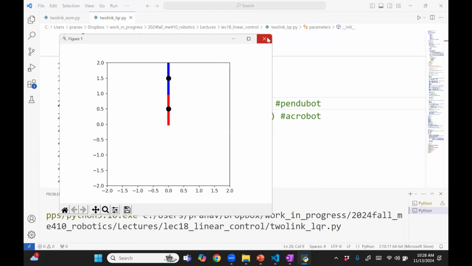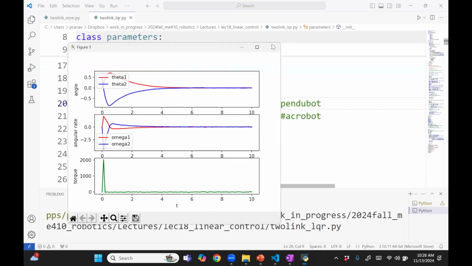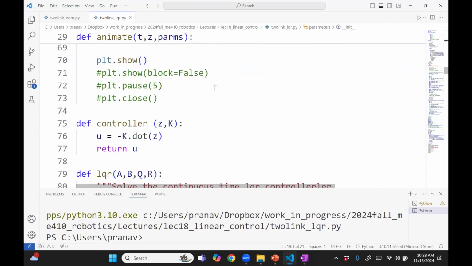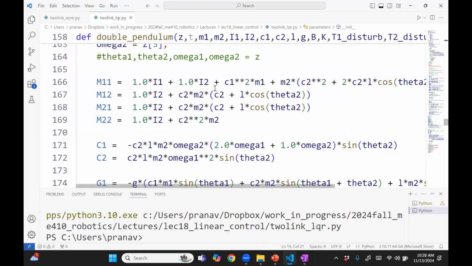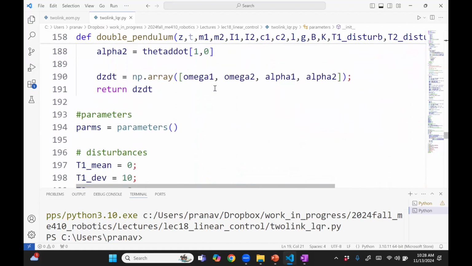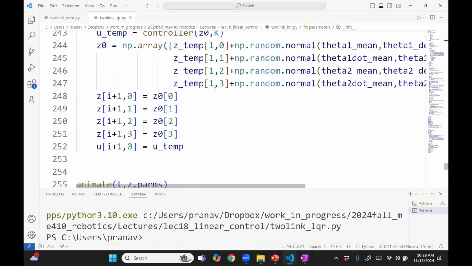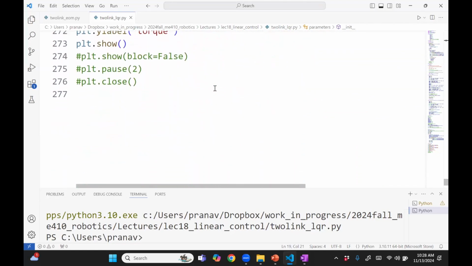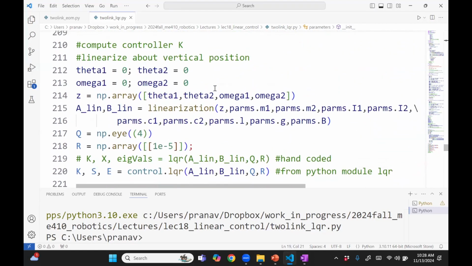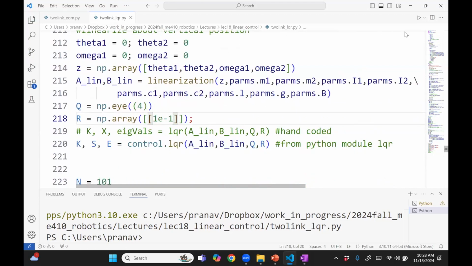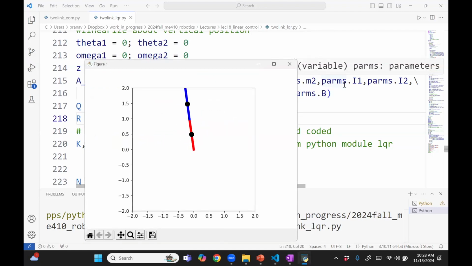But as you make R larger and larger, you don't recruit the torques as much, and it is not very aggressive. So let's see where I have the R. Here it is. Here it is 1, which is even larger than 1e-2. So it's going to be doing that because it's not very aggressive.